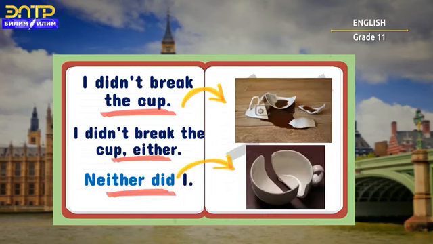Let's see another example. I didn't break this cup yesterday. And the other boy says, I didn't break the cup. So neither of them broke the cup. We can also express it in another way, saying, "neither did I." Instead of saying, I didn't break the cup, I can say, "neither did I." We start with "neither," and then the helping verb of the past simple "did" without "not," because "neither" gives a negative meaning, and then "I."